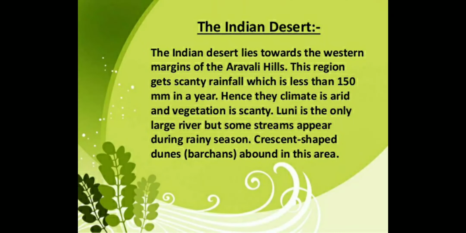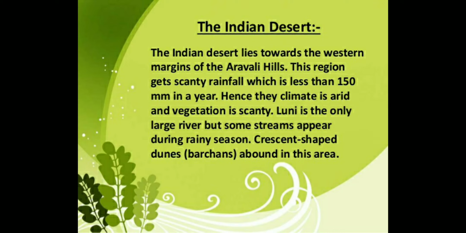The Indian desert lies towards the western margins of the Aravalli Hills. This region gets scanty, means little, rainfall, which is less than 150 millimeters in a year. Hence, the climate is dry and vegetation is scanty. Luni is the only large river, but some streams appear during the rainy season.